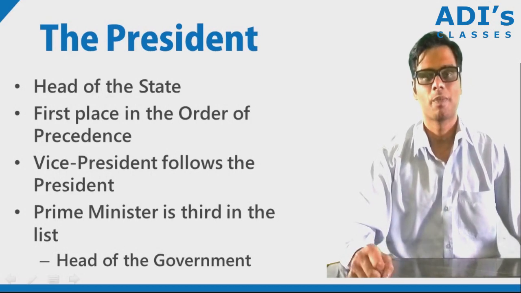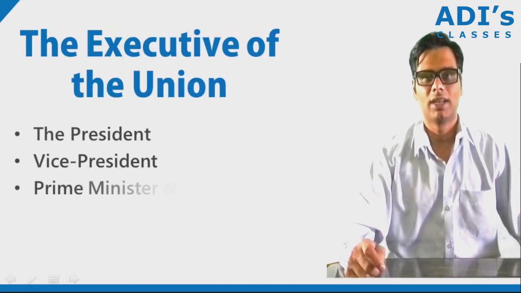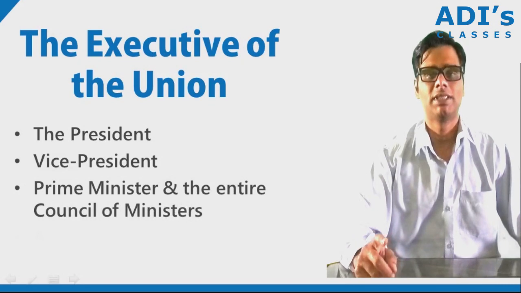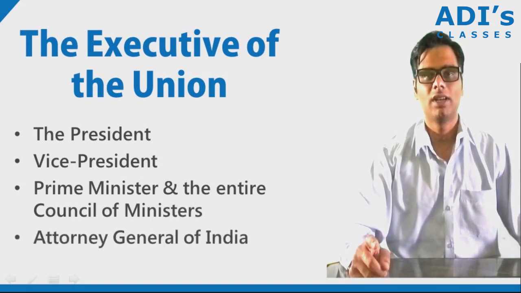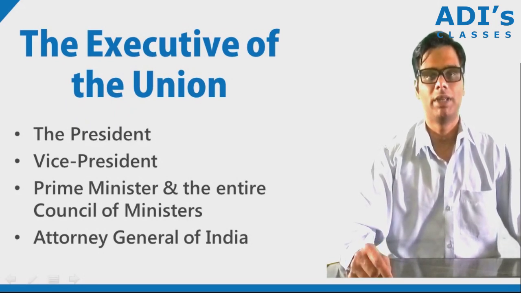of the government. These three together, that is the president, vice president and the prime minister, together with the council of ministers and the attorney general of India, make up the executive wing of the union government.